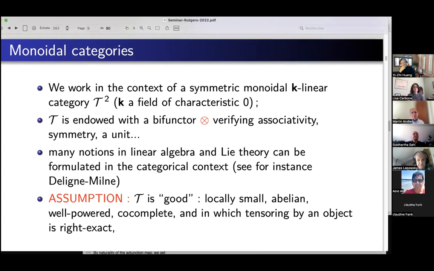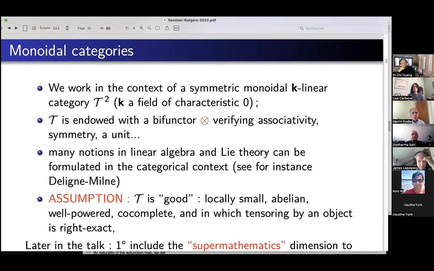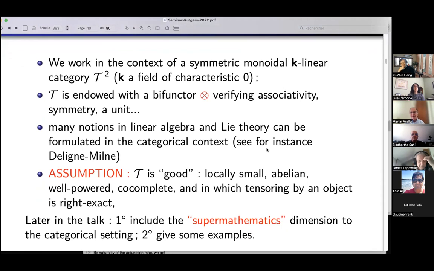We have one assumption about T: it's not just any category, it's abelian, locally small, and well powered, which means that the subobjects of an object form a set. It's cocomplete, and tensoring by an object is a right exact functor. Later in the talk, I will show how the super dimension can be added to this categorical setting, and I will give some non-trivial examples, but the trivial examples are the category of graded vector spaces, graded super vector spaces, things like that. But there are some non-classical examples too.